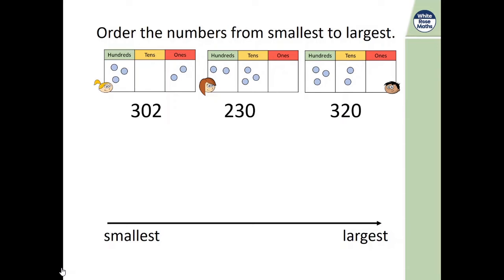Remember, we always compare the largest place value first. So let's see how many hundreds each number has. Rosie has 2 hundreds, and the other two each have 3 hundreds. We know that 200 is smaller than 300, so Rosie must have the smallest number. Let's put that one first.